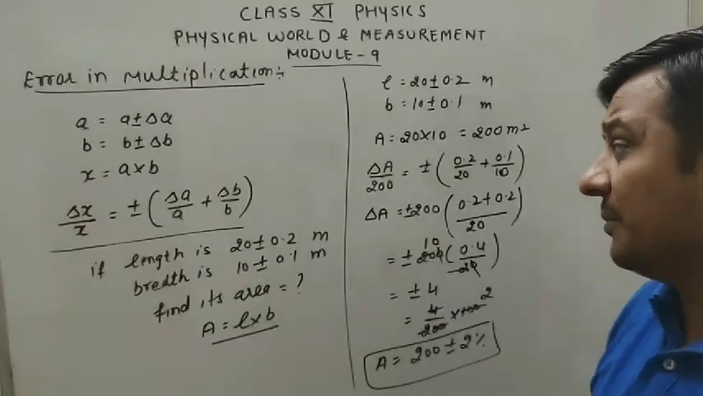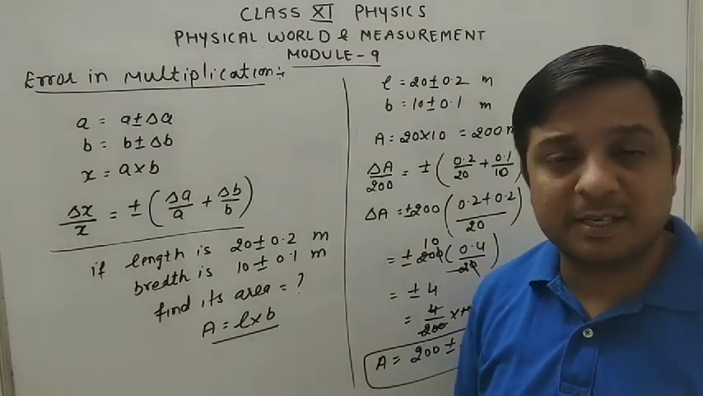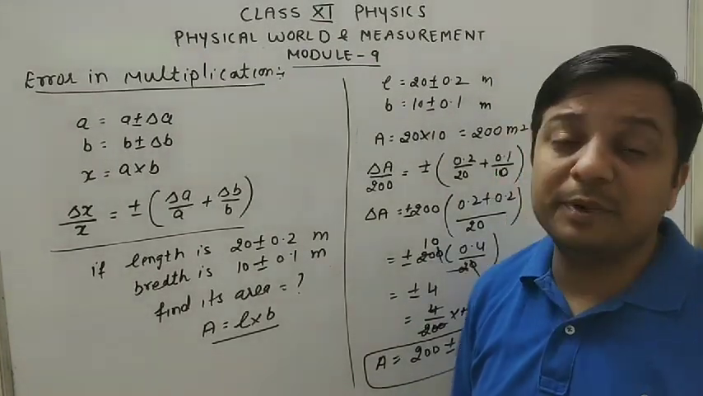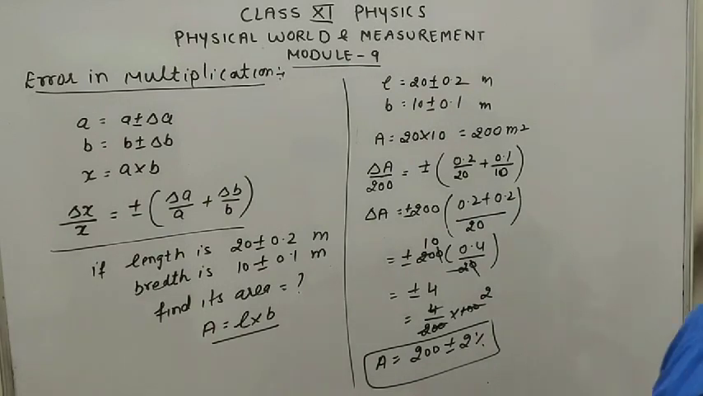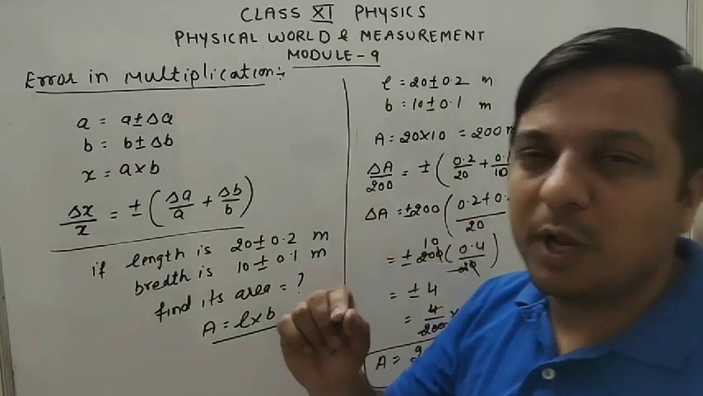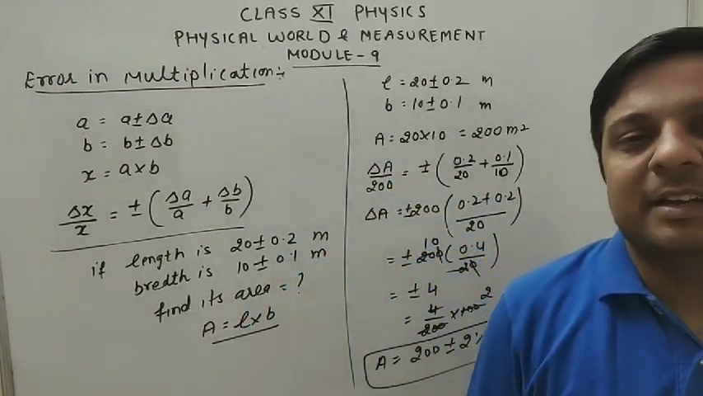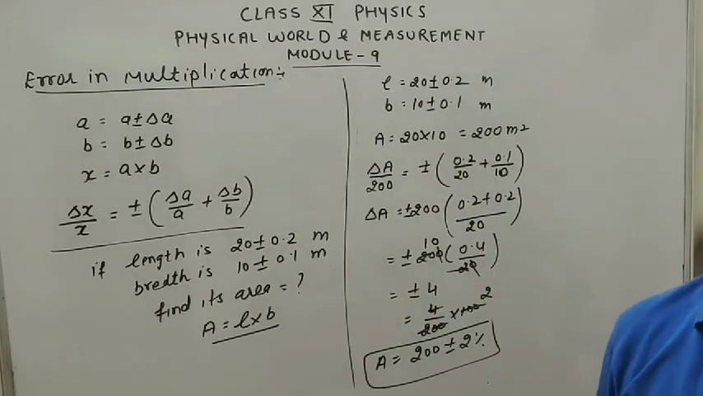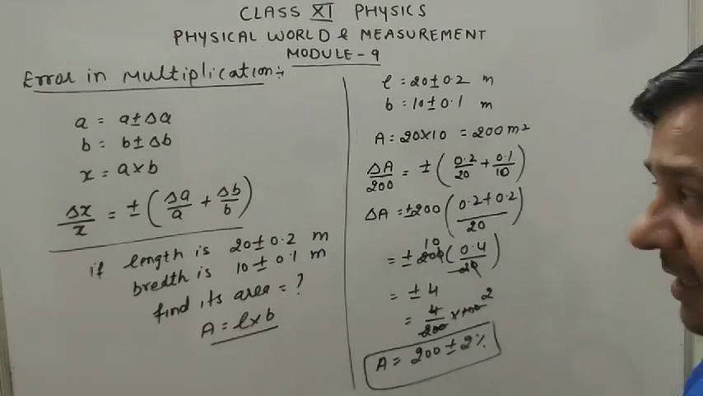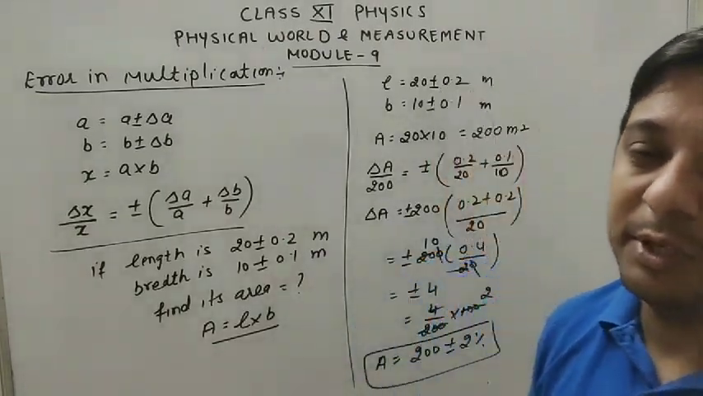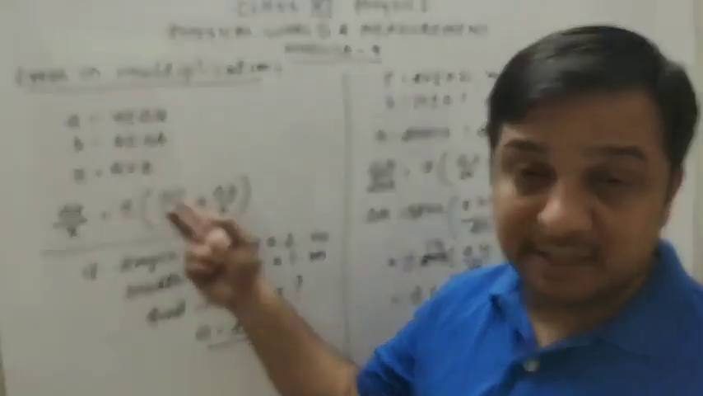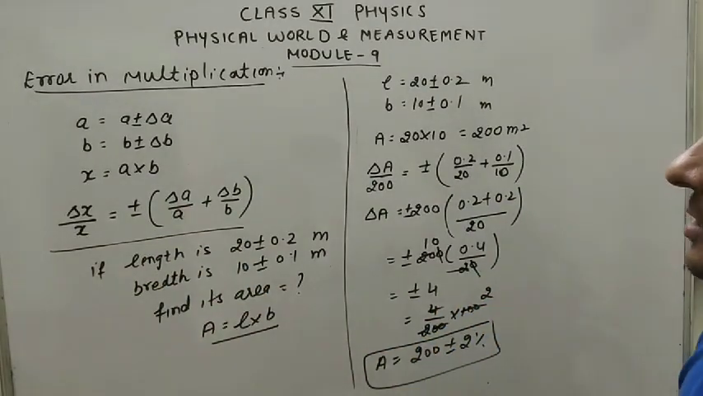So dear students, perhaps you have learned this topic. Is there any problem? Now we will discuss about another very important topic, error in division. Any problem? You can ask. So simple formula of error in multiplication is delta x by x is equal to plus minus delta a by a plus delta b by b. Means add both the errors, but write them in the ratio in the fraction. So this is the error in multiplication.